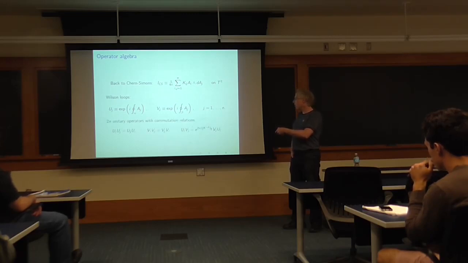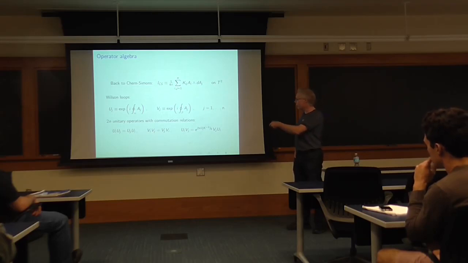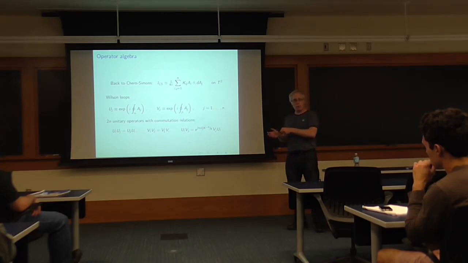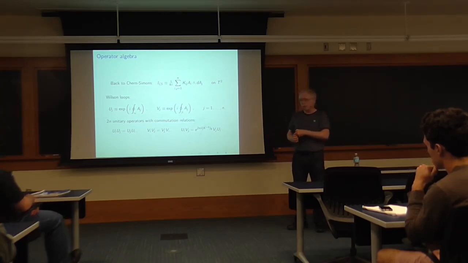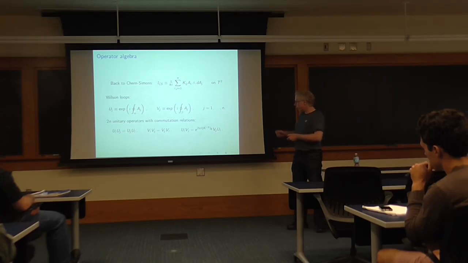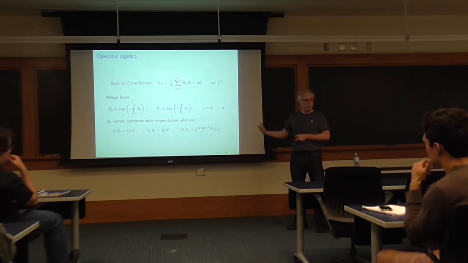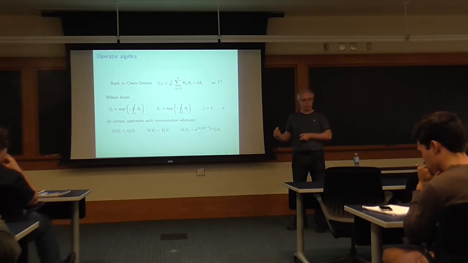And they form an algebra, which is kind of interesting. It's like clock and shift matrices. The U's commute among themselves. The V's commute, but the U's and V's commute only up to certain phases, which are determined by the coupling constant matrix. Strictly speaking, the phases are determined by the elements of the inverse of the coupling constant matrix.